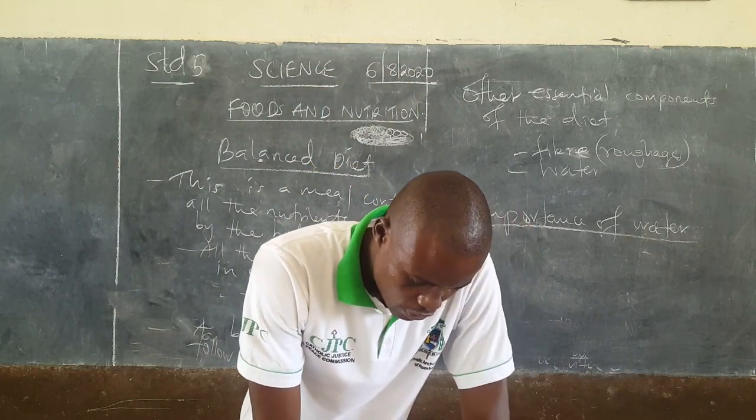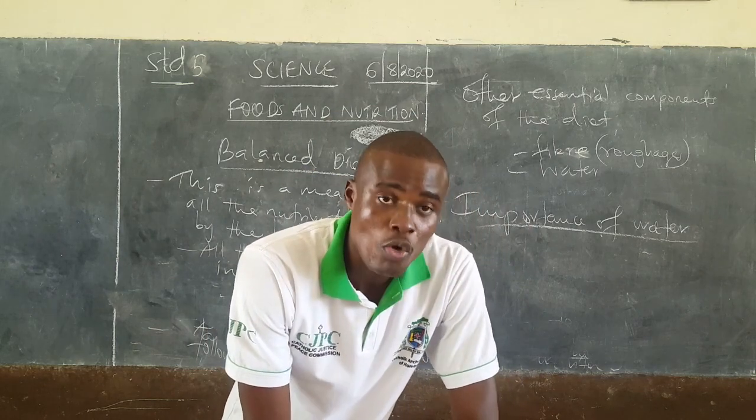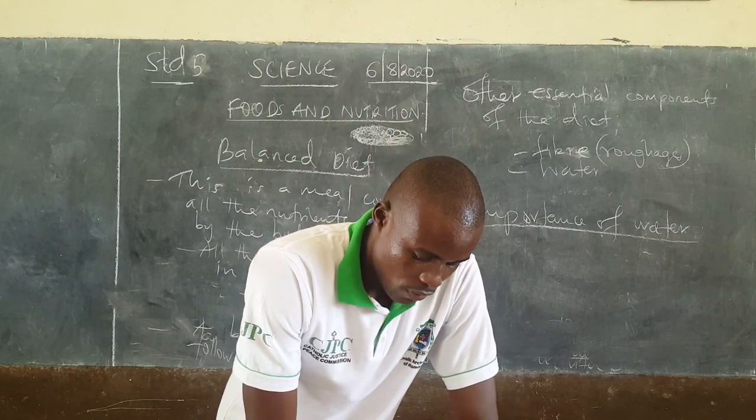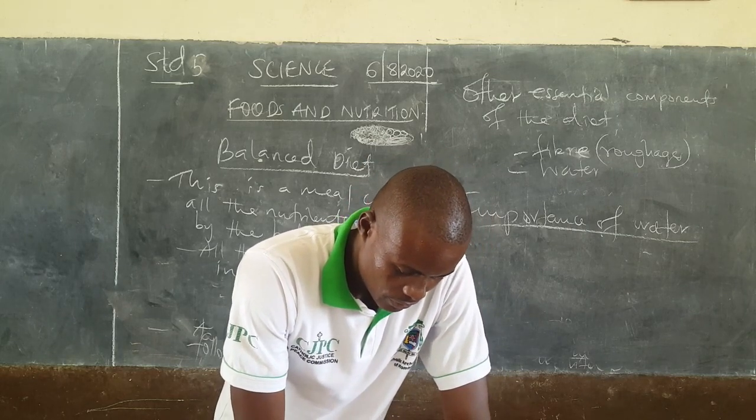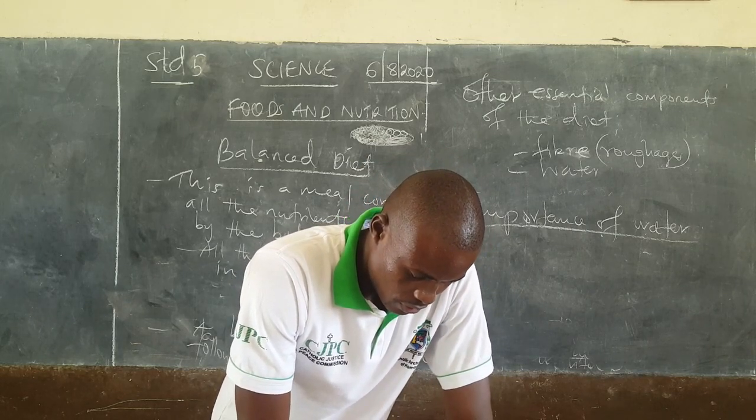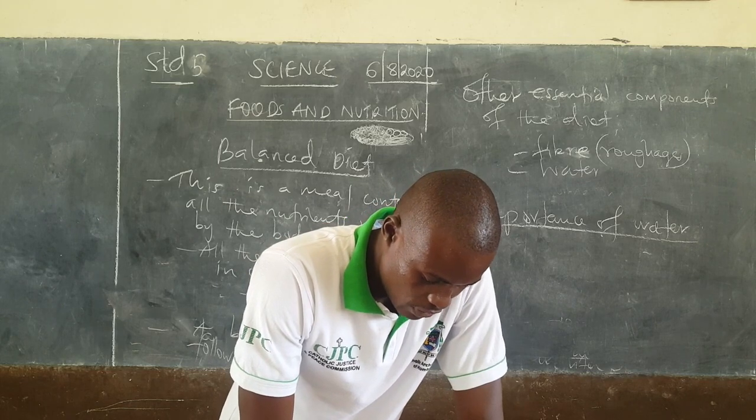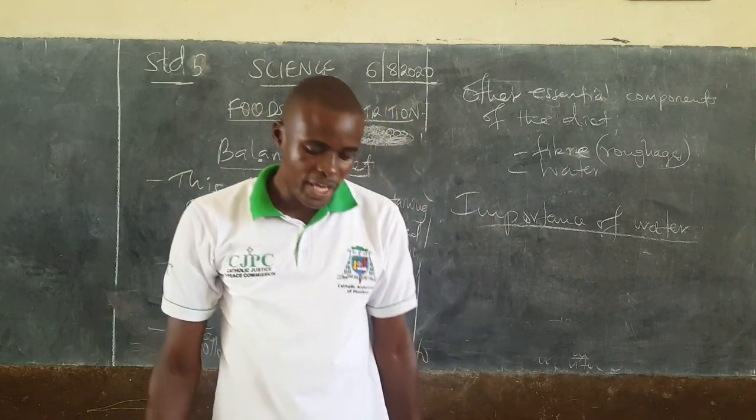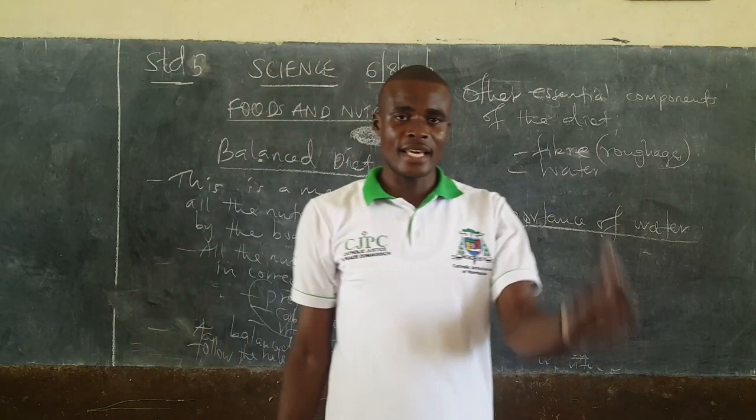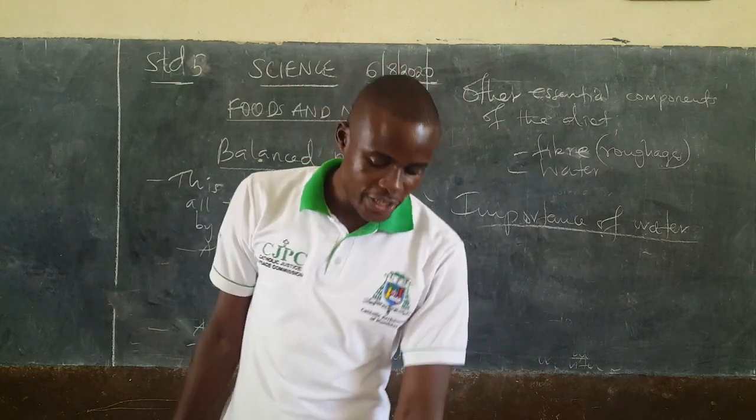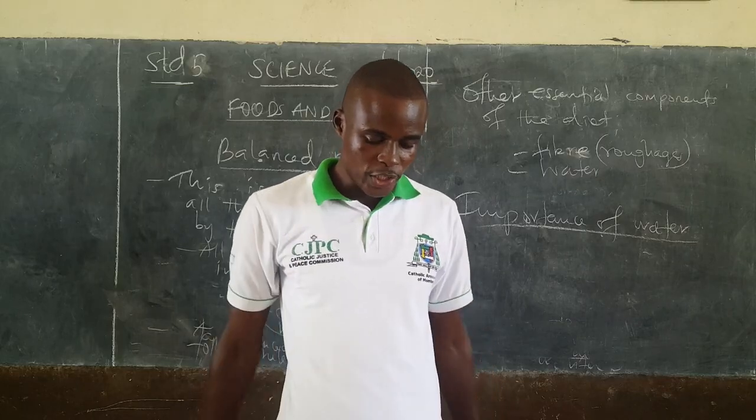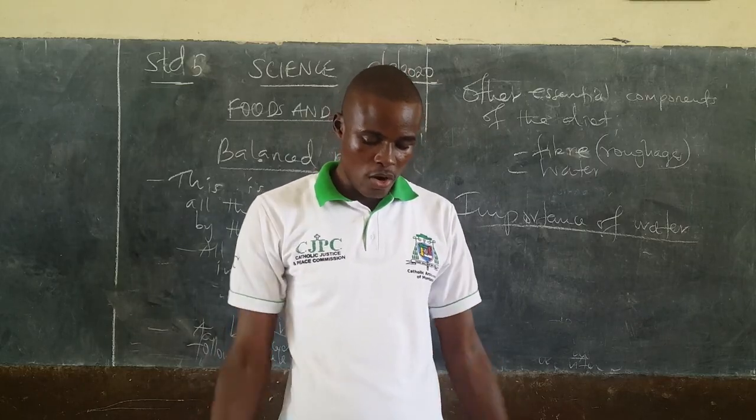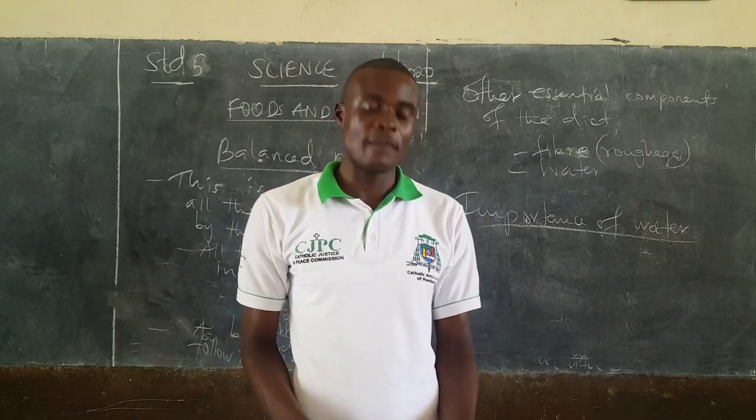So we get water into the body when we drink water. Importance of water in a diet. Before we get to the importance of water, we need to know how we get water into the body. Water gets into the body, first of all, by drinking. Normally that is common. Also by eating fresh fruits such as watermelons, pineapples, oranges, and pawpaw.